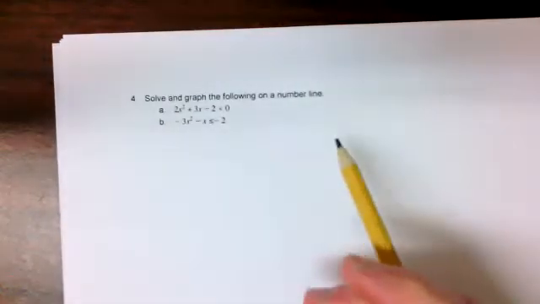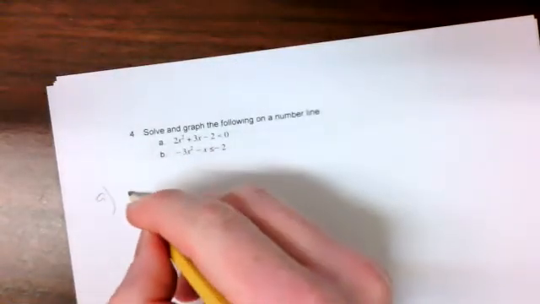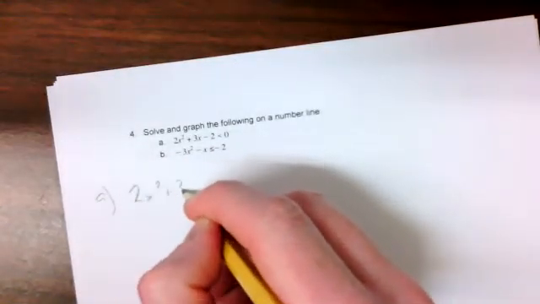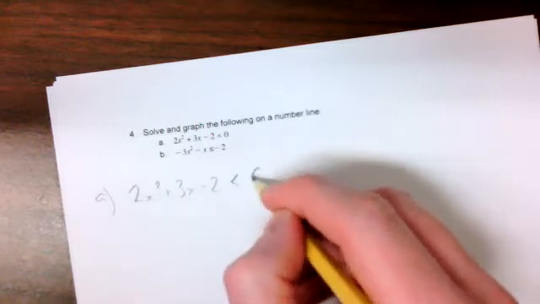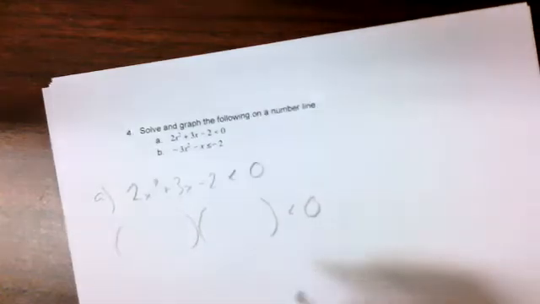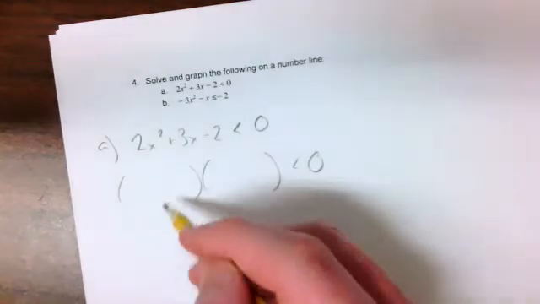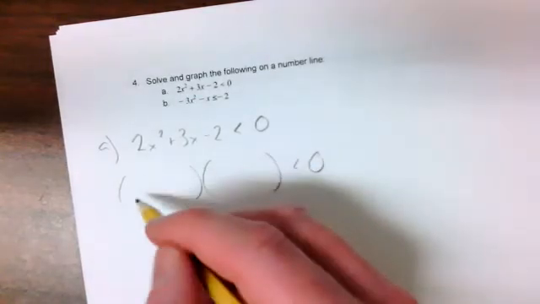Okay, number 4, solve and graph the following on a number line. Let's start with A. 2x squared plus 3x minus 2 is less than 0. I'm going to factor this bad boy. Should not write so big. I'm writing big for the benefit of the camera, but I need to be able to fit it all on the page.